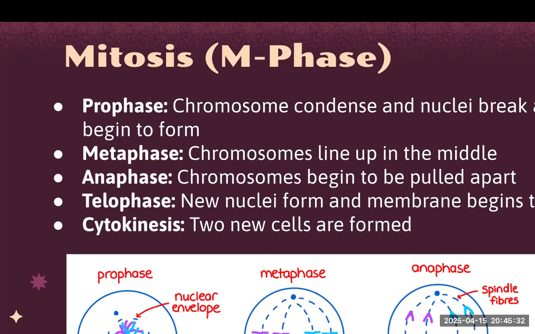PMAT. Again, remember M stands for what? Middle. A stands for apart. T, I don't really have one for that one. If anyone does, what is it? Two. Kind of like we're beginning, right? Two nuclei, kind of. And then cytokinesis, that's just like the one on the end.